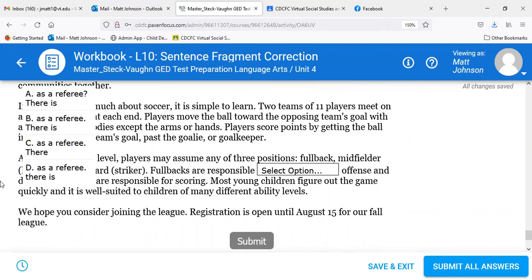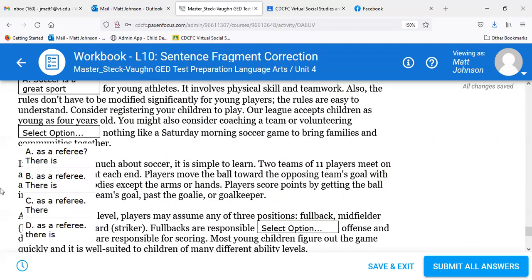I think the answer is B, but I didn't get a chance to read the ending of the sentence, so I don't know how it's going to go. Okay. Yeah, so we'll kind of look through it. You might also consider coaching a team or volunteering as a referee. We know that's just going to be a plain statement, right? So period. And then there is nothing. Yeah, I think the answer is B.